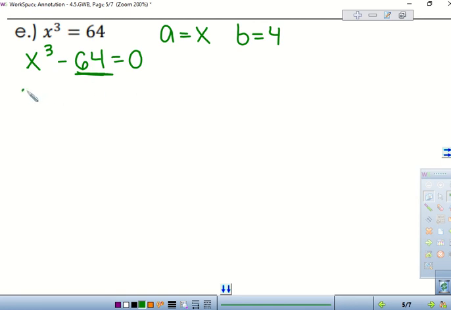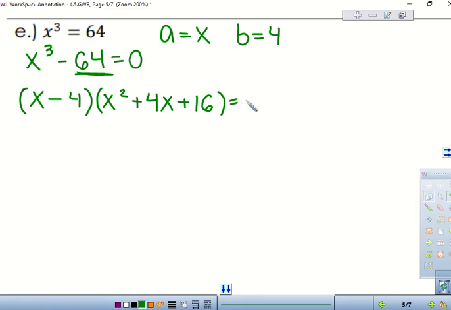Okay, so we have difference of cubes. So that's going to be a minus b times a squared plus a times b plus b squared, which is 16. Now you get to this stage and you're ready to set everything equal to 0. If you're wondering where this formula comes from, this is straight off yesterday's notes. So if you need to reference that, feel free to reference back to those notes.